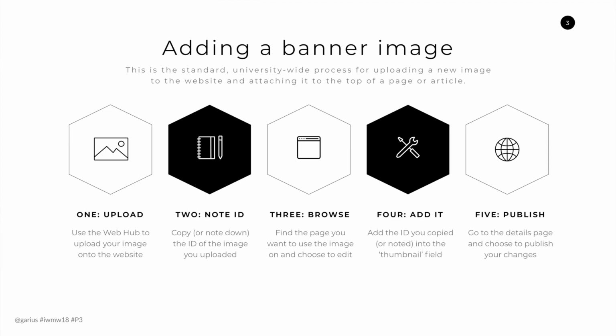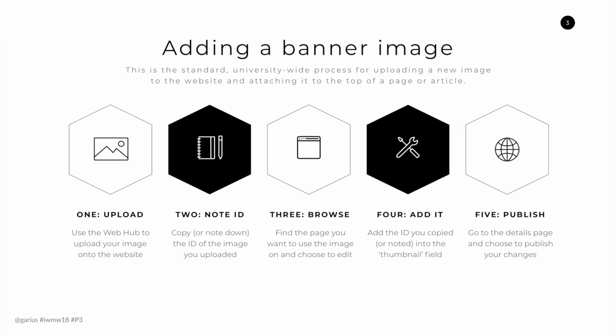So let's look at an example of this from Greenwich. What you're looking at on screen right now is our five-step, relatively straightforward process for adding a banner image to the top of one of our web pages. Step one, you upload it. You use our web hub and upload your image onto the website. The users in this context are the people who use your CMS. They're your institutional users, not your clients, not the people coming to us as prospects, as researchers, or anything else. So they upload a file.